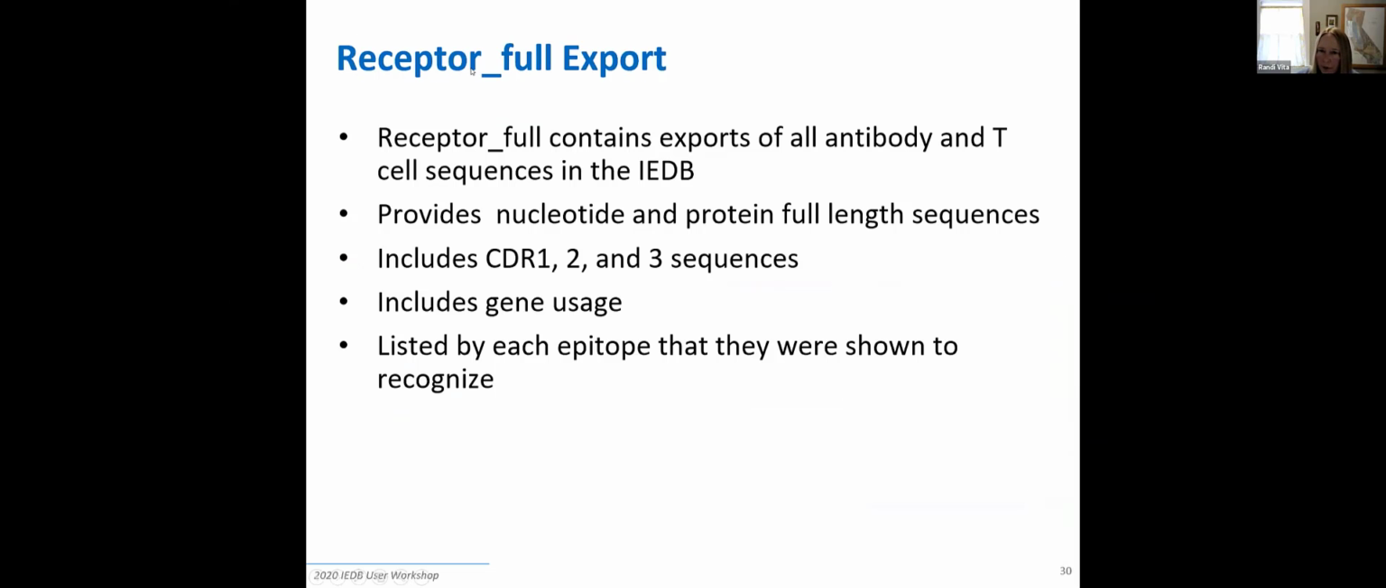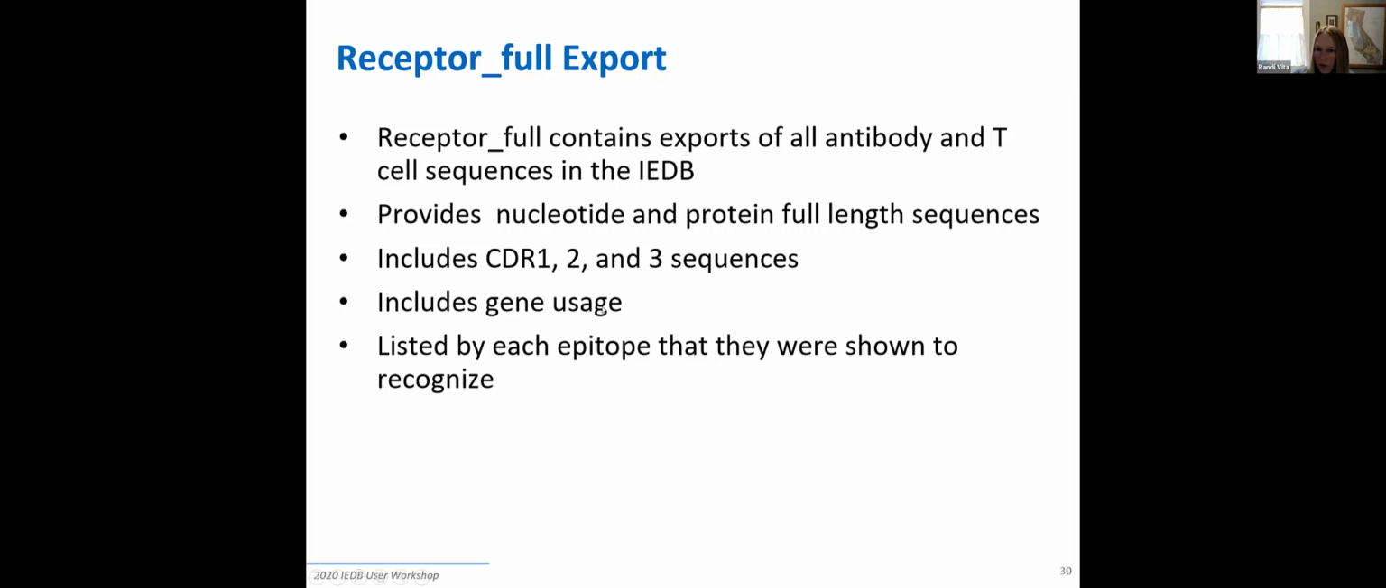We have a full receptor export, and this will give you all antibody and TCR sequences in the IEDB. For all antibody and TCR sequences, we capture as much detail as the authors provide. So if the authors gave us the nucleotide or full-length protein, CDR1, 2, or 3 sequences, they will be included in this export, and I'll also show you how to query on them.